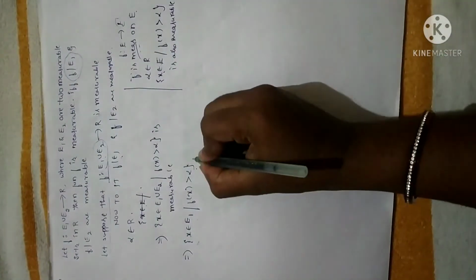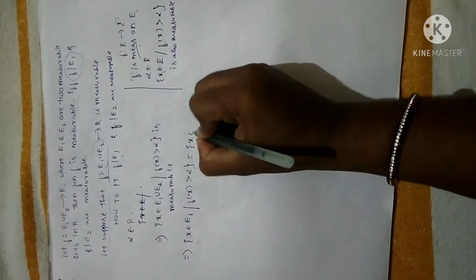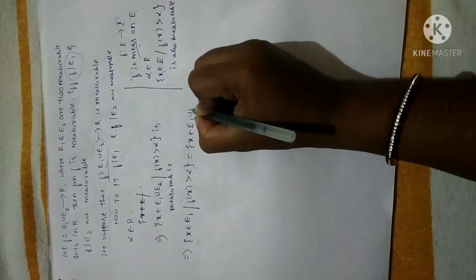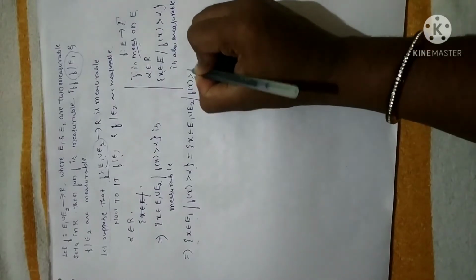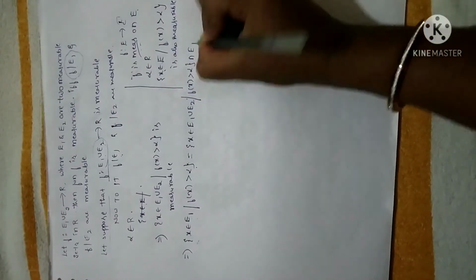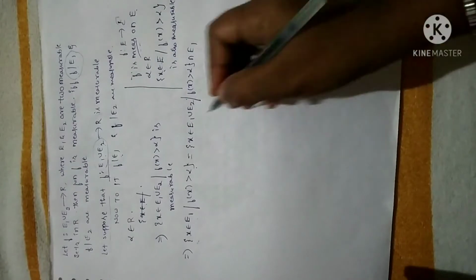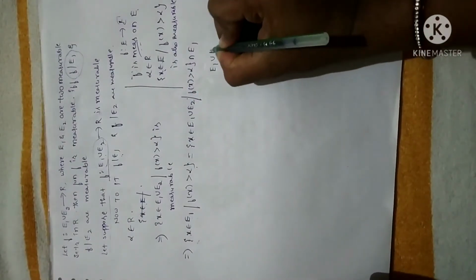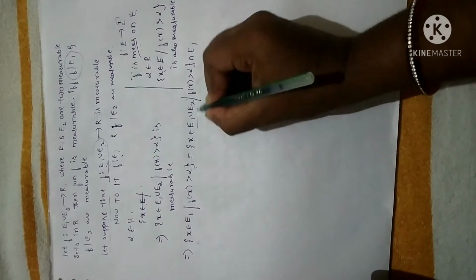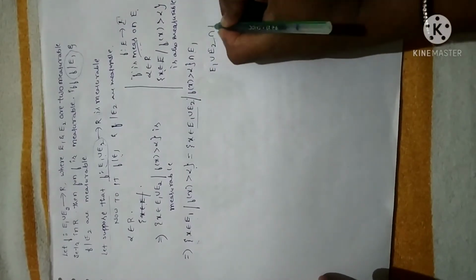Now I can write this as the set of x belonging to E1 union E2 such that f of x is greater than alpha, intersected with E1. Why? Because you can look here: x belongs to E1 union E2, and I have taken the intersection with E1.